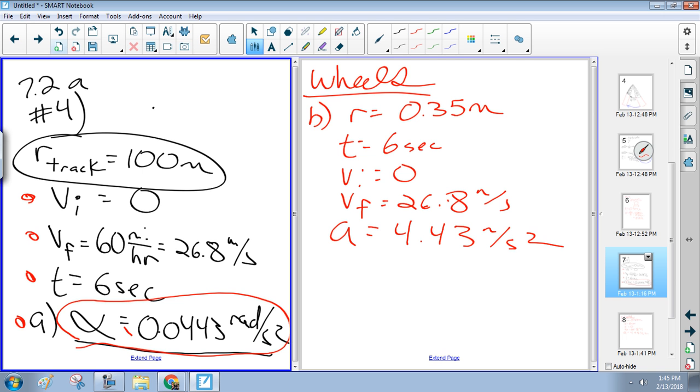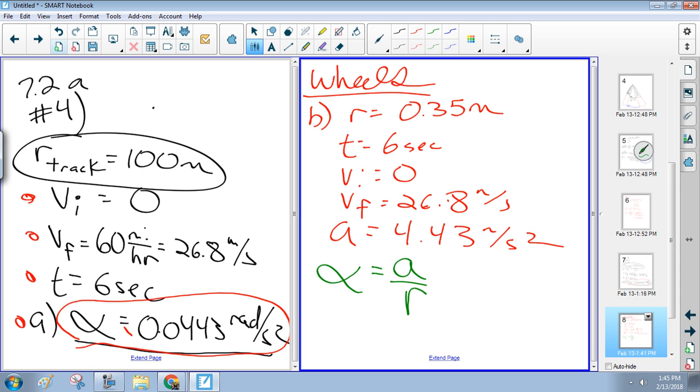Good? What's it asking us for in part B? Not the angular acceleration of the car, but the angular acceleration of the wheels. Do you guys agree? The wheels are spinning way faster than the car, in terms of frequency, in terms of how many cycles it completes, right? So you just use a jumper equation again. The only difference is the wheels have a smaller radius, right? So instead of being this acceleration over 100, it's this acceleration over our radius of 0.35 meters.